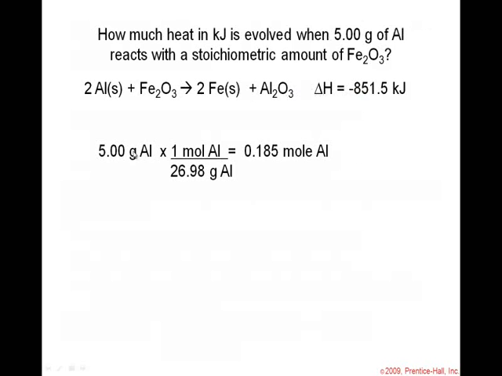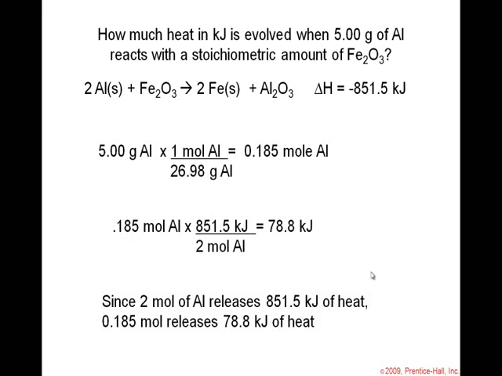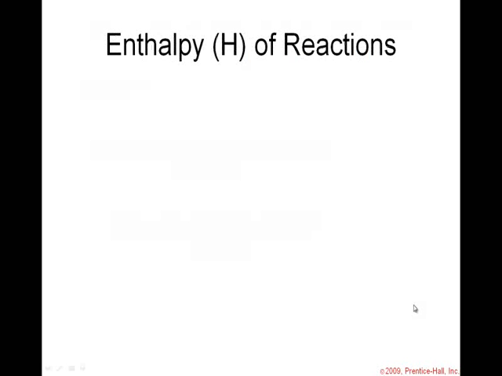So if I only have 5 grams of aluminum, what I know, based on the molar mass, is how many moles I have. And if I have that many moles, what I know is 2 moles of aluminum will produce this much energy. So that smaller amount produces just 78.8 kilojoules. So it's basically a little stoichiometry problem.